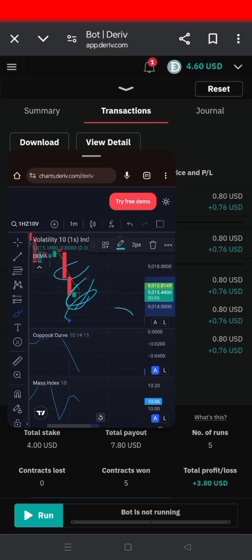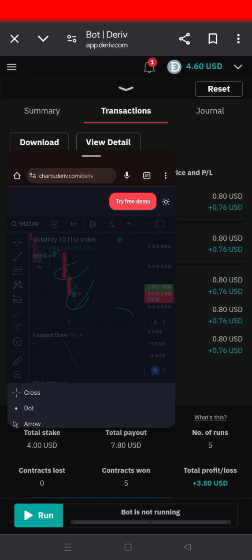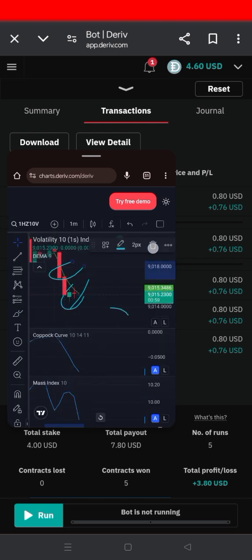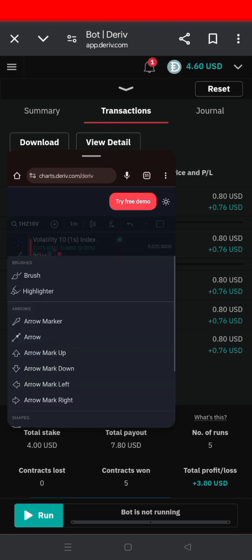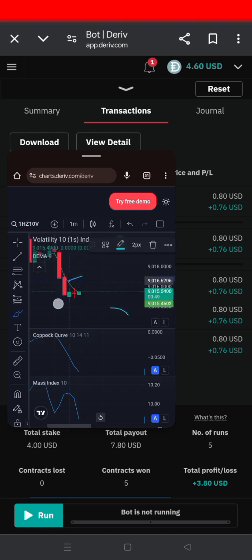So use the market showing a bit of volatility, like this volatility 10 (1s), and let's wait for this candlestick. You can see it's showing a bit of change, showing as if it will move upwards. So we have no issue when it moves upwards past this area.